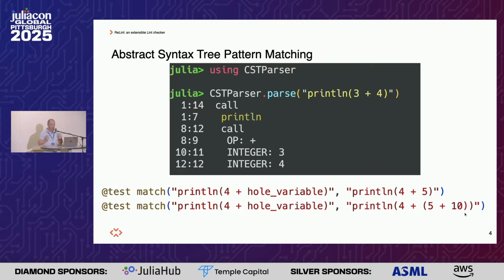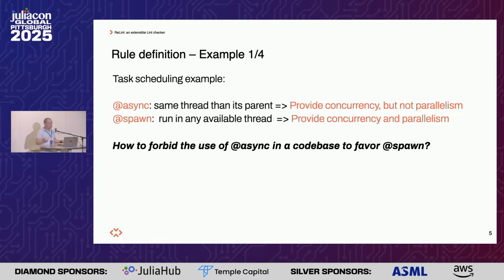I will give you 4 examples of some of the non-trivial rules that we designed. First, about task scheduling. In Julia there are a number of ways you can achieve concurrency. For example, you can use @async, which takes an expression and runs that expression in the same thread as its parent.